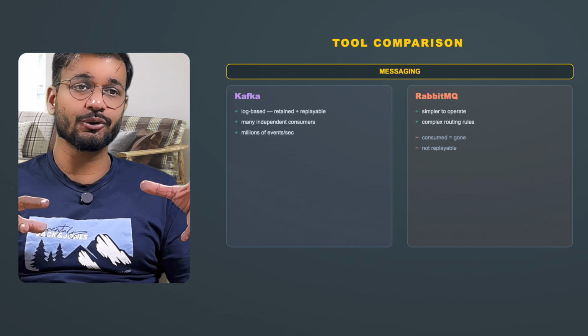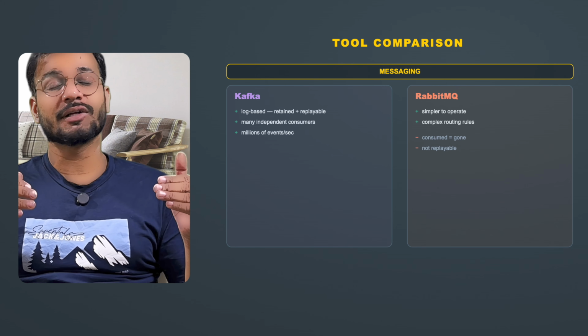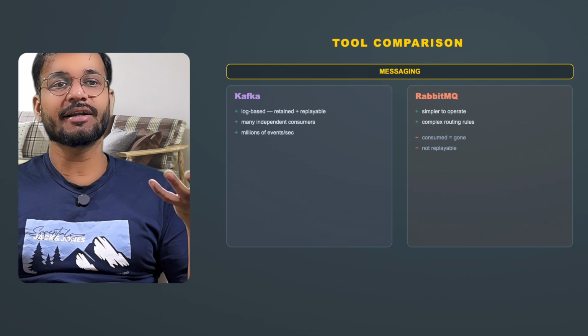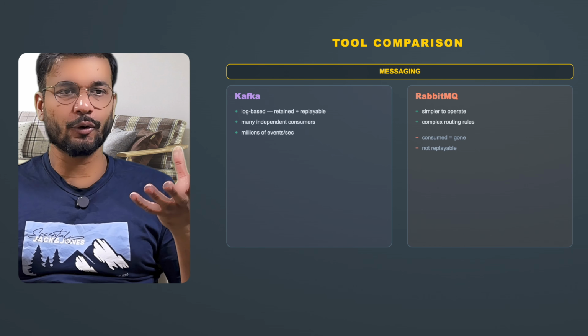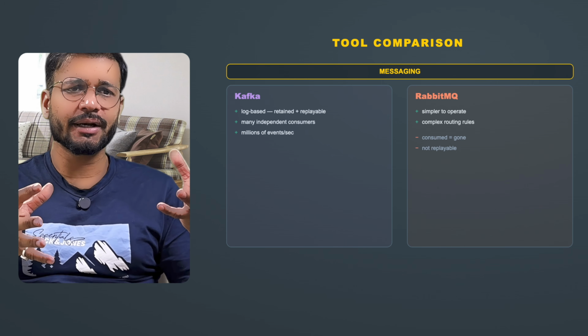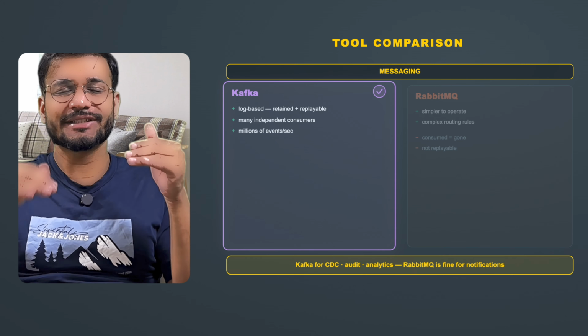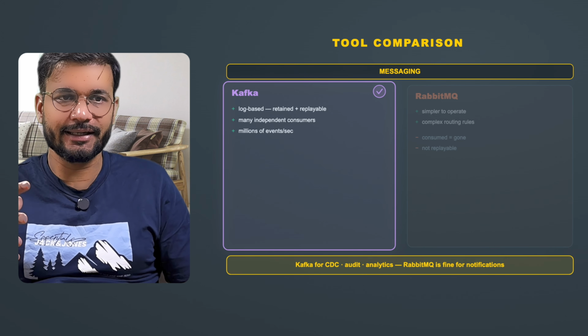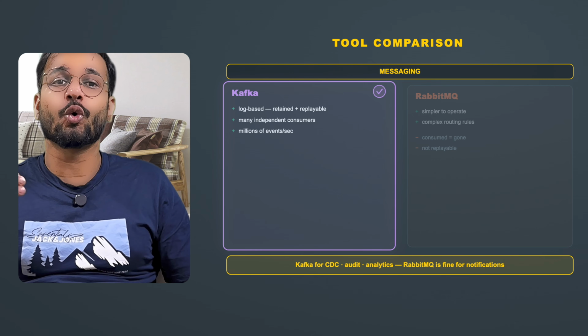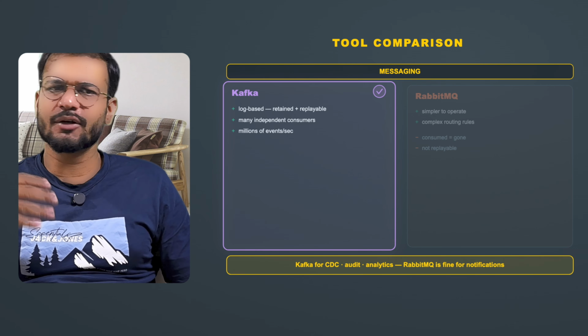Now, RabbitMQ is queue-based. Once consumed, the message is gone. Better for task queues with complex routing. And it is easier to operate at smaller scale. It is good for notification dispatch and retry. Now for CDC, audit trails and analytics, I will use Kafka. For notification dispatch, either works. RabbitMQ is simpler.